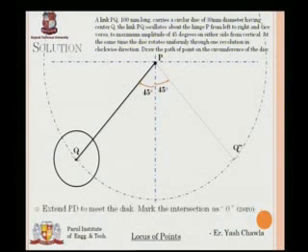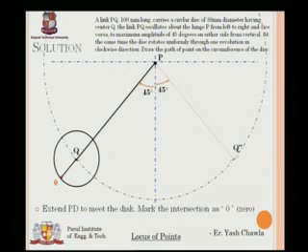Now I'll extend PQ beyond Q up till the end of the circle to get my first point. I'll mark it as 0 because this is my initial, starting point. Now for this particular point marked 0, I have to trace the locus. So how will I do it?